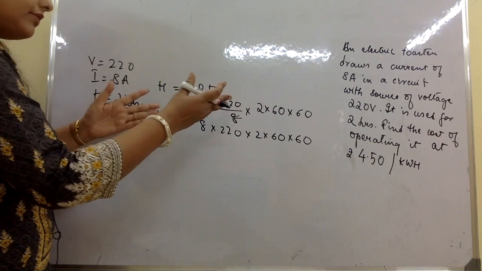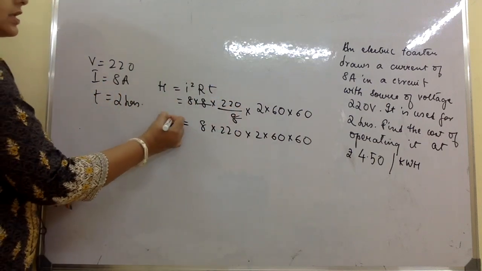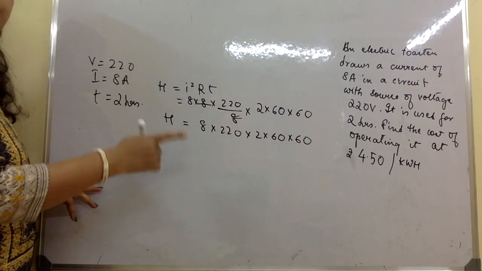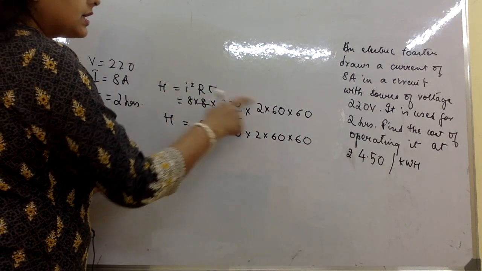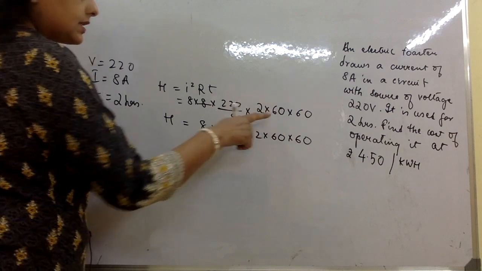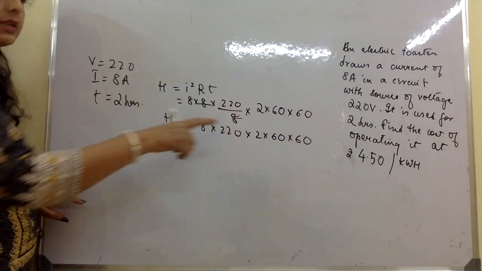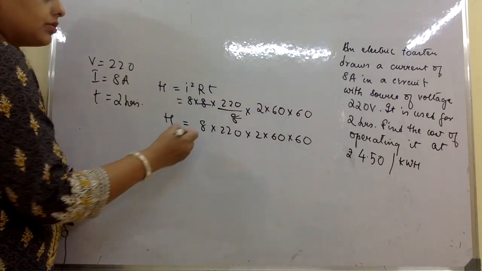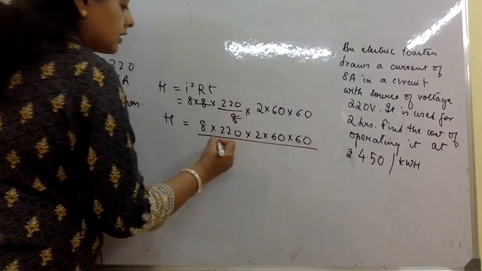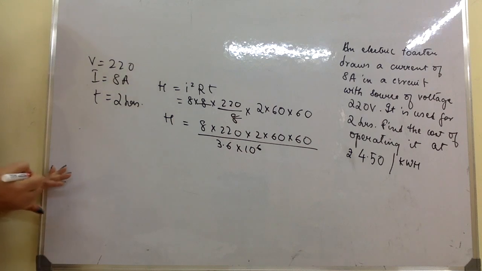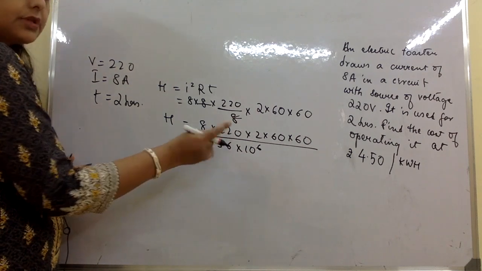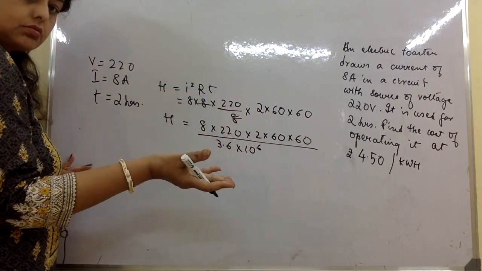Now this value that has come, this heat, is actually in joules, because when we use I square RT, this T is in seconds. If this T is in seconds, we get the value in joules, but they wanted kWh. What to do? We will divide by 3.6 into 10 to the power 6. Okay, 3.6 into 10 to the power 6, if we divide, it gets converted to kWh.